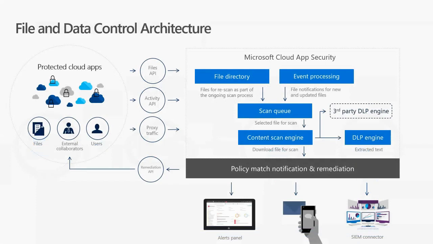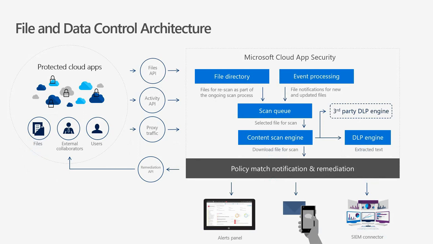So now let's talk about the file and data control architecture. Within Cloud App Security, there are two scans that happen. The first scan is what we call the at-rest scan. So this one is ongoing and will scan your files from oldest to newest. The second scan is what we call the near real-time scan. So the moment a file has been changed or added, it will be scanned through this queue.